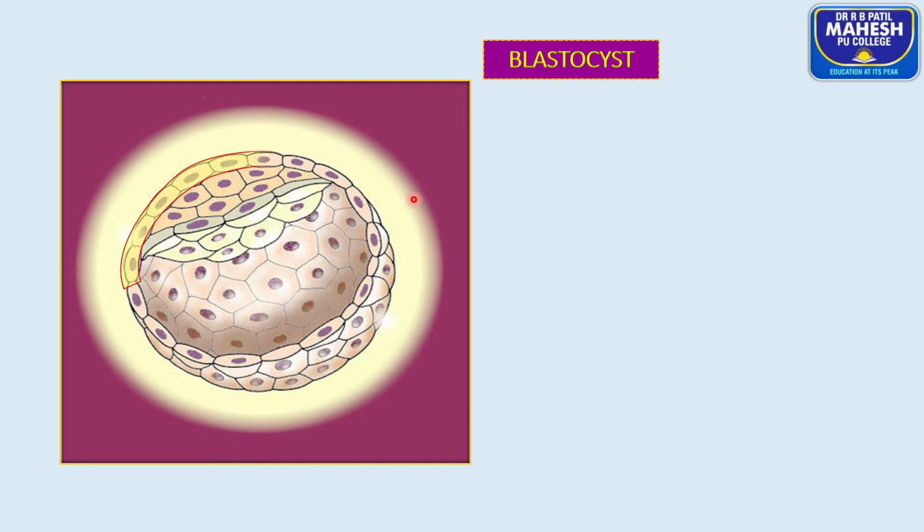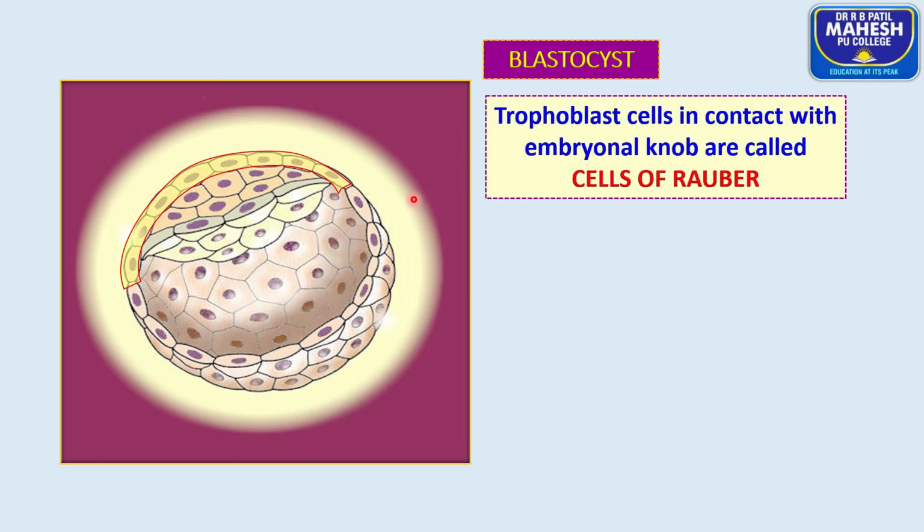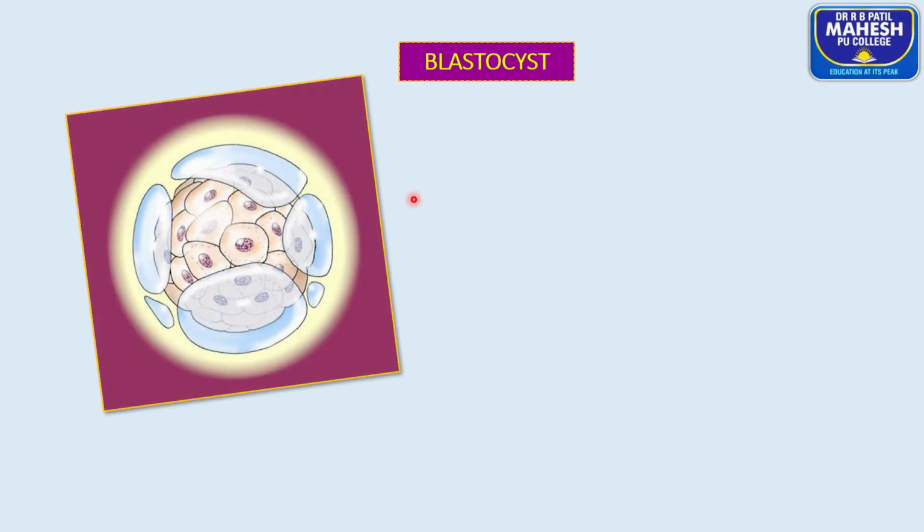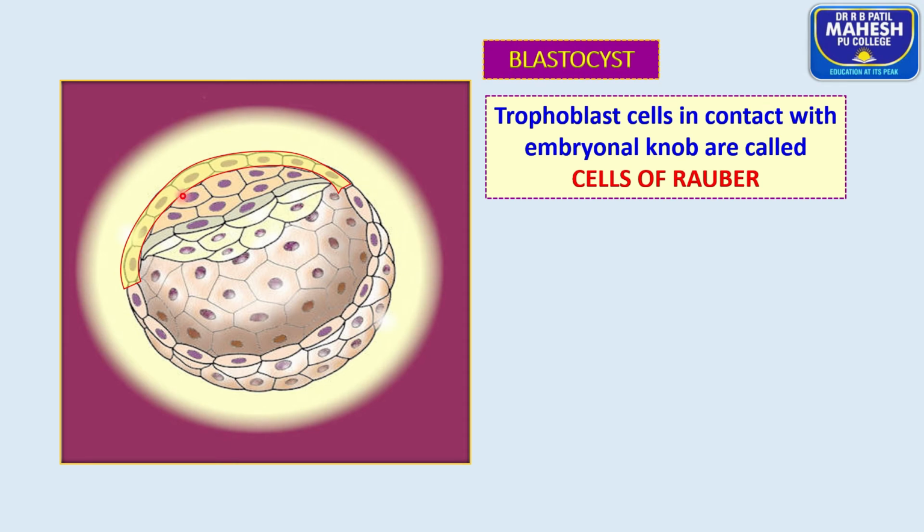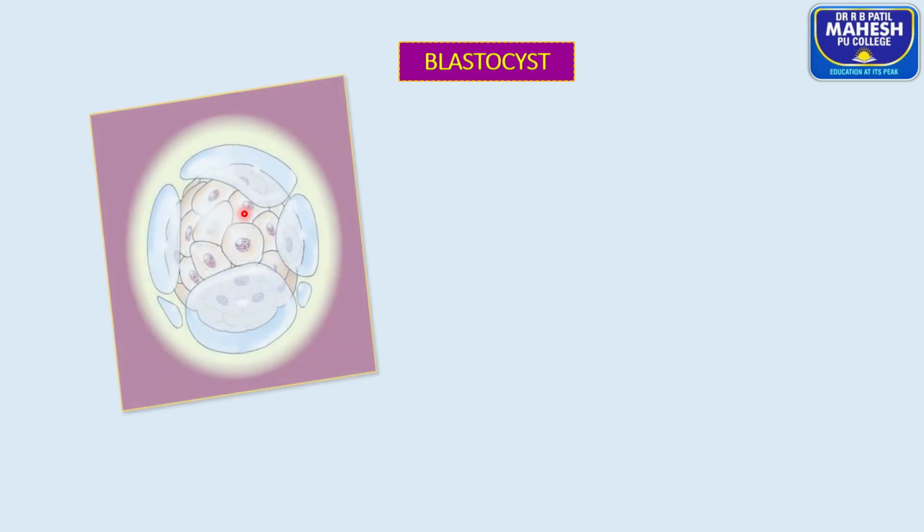When you look at the structure of blastocyst, some of the trophoblast cells are in intimate contact with the inner cell mass, or embryonal knob. These are called cells of Rauber. Look at here: these are the cells of Rauber, and these trophoblast cells are in intimate contact with the inner cell mass.